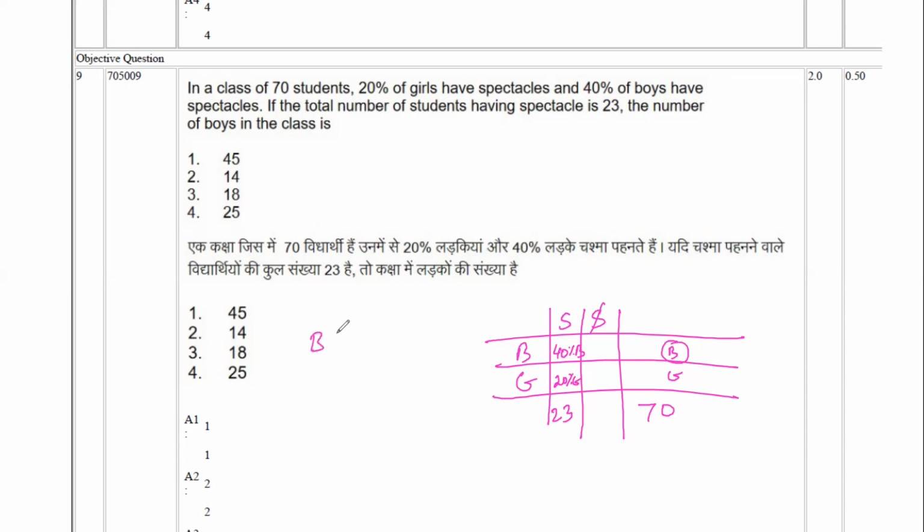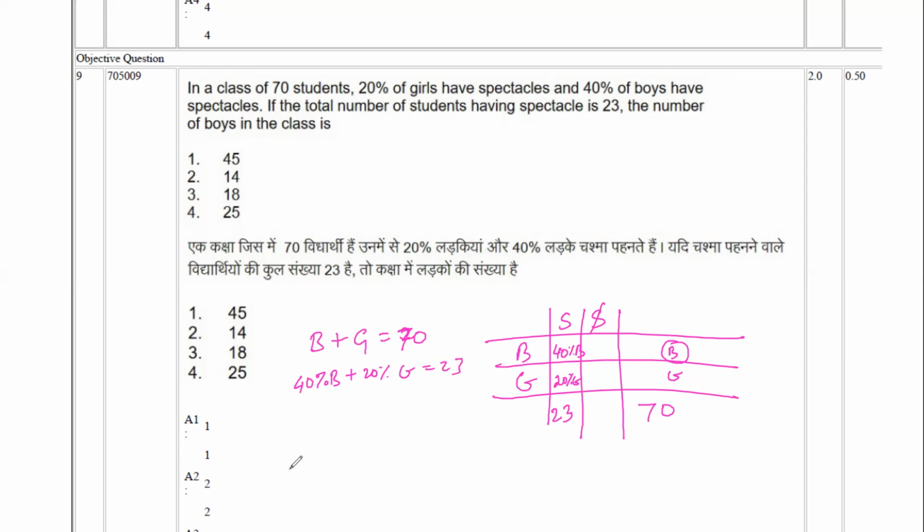So I've got my two simultaneous equations. B plus G is 70, and 40% B and 20% G is 23, and that's it. You solve this and you get your answer.